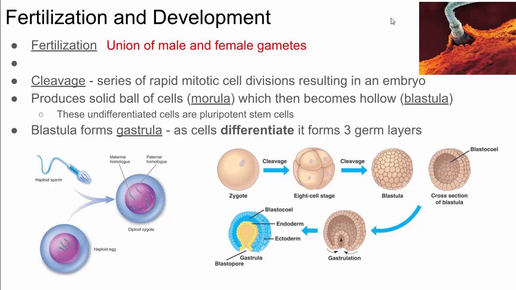And so in fertilization, two haploid cells combine and form what? A diploid cell. And we have a name for that diploid cell. Does anyone know the name of the fertilized egg? Zygote. Yeah, it forms a zygote. So when male and female gametes unite, they form a zygote.